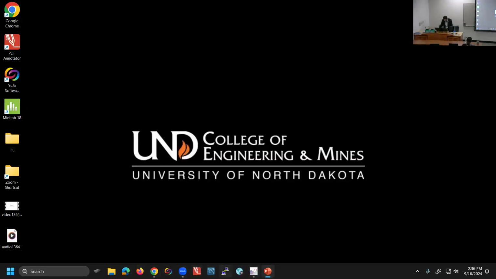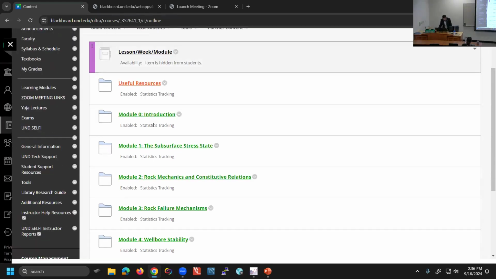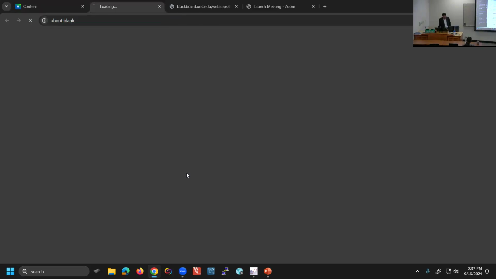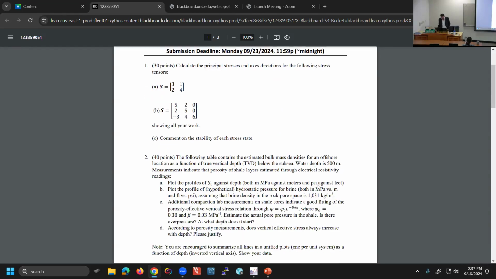If you come to Blackboard and go to learning modules, here in purple, I have the homework. You click on it and you can see it. First question is pretty simple: eigenvalues, eigenvectors, to find the principal stresses and axis directions. Then I have a big question with 40 points.